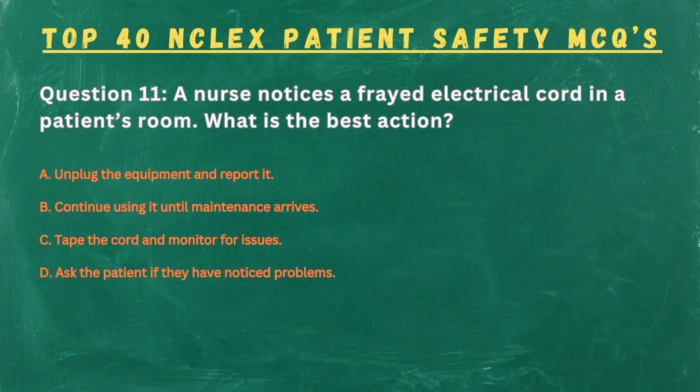Question 11. A nurse notices a frayed electrical cord in a patient's room. What is the best action? A. Unplug the equipment and report it. B. Continue using it until maintenance arrives. C. Tape the cord and monitor for issues. D. Ask the patient if they have noticed problems. Answer. A. Unplug the equipment and report it.